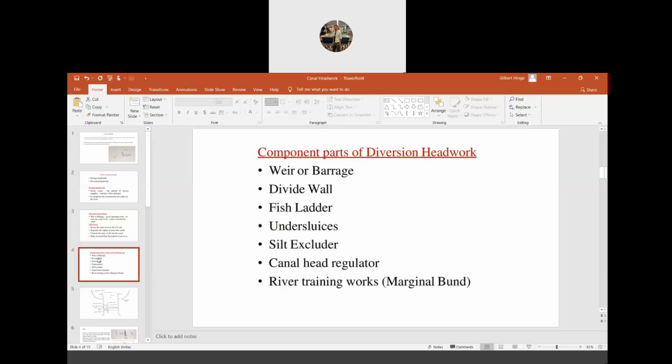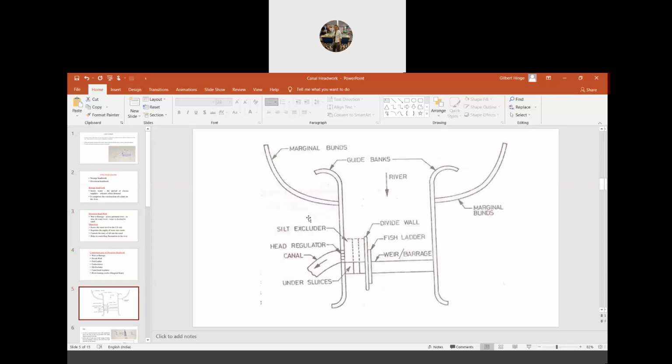So the various components of a diversion head work are shown in this figure. Say this is the river. First of all, we need to construct either a weir or a barrage so as to raise the level of water. Then we have this guide bank, we have this marginal bund, we have a fish ladder, we have divide wall, then here we have undersluice. This is the canal whereby we want to divert the water. Here we have the head regulator and here we have the silt excluder.